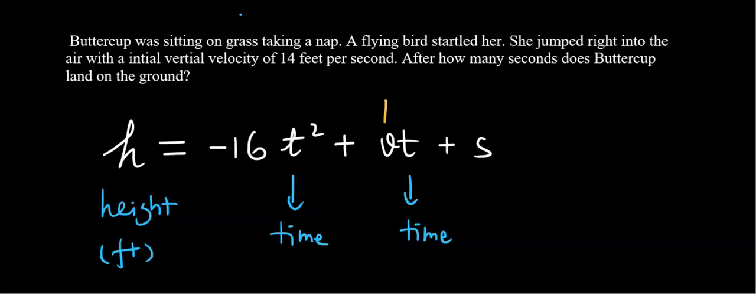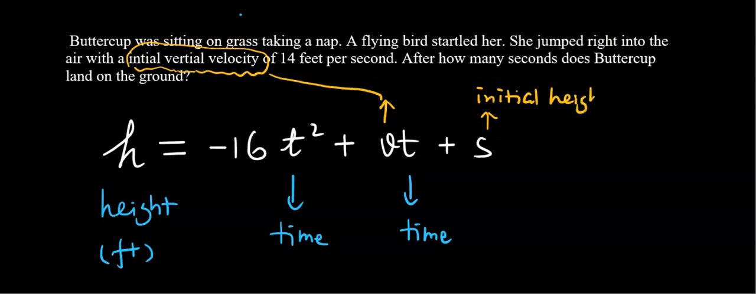What is v? V is initial vertical velocity. That is our v. What is s? S is initial height. Keep this in mind. Sometimes the initial height is 0. For example, Buttercup sitting on the ground, that initial height is 0. I squat down on the ground and then I jump up. My initial height is 0. Okay? Now we understand all these parts.